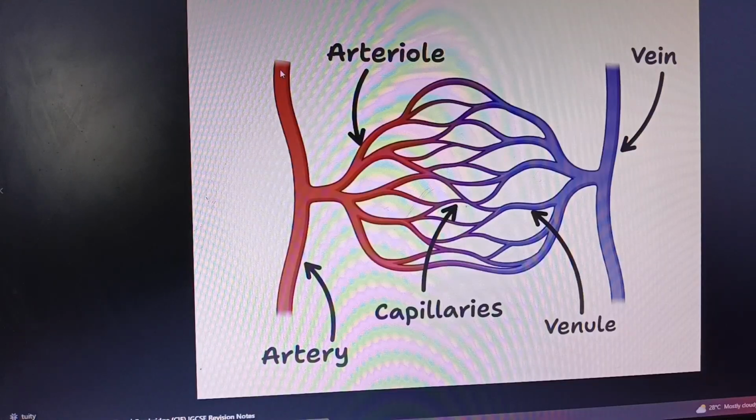Look at this picture. This is an artery and this is a vein. This looks like a tube. Arteries give small branches called arterioles and veins give small branches called venules. And this is called the capillaries, where the arteriole and venule join. That part we can call capillaries. Capillaries are the smallest blood vessels, which join the arteriole and venule.